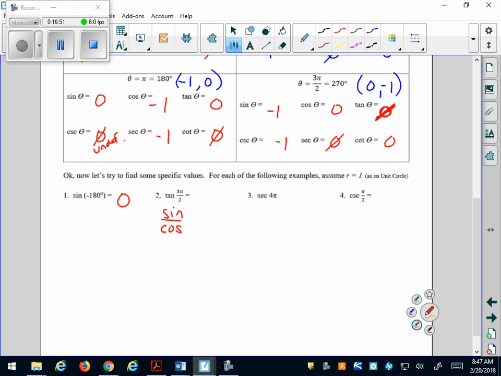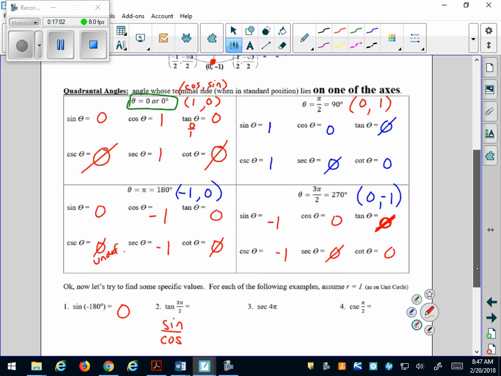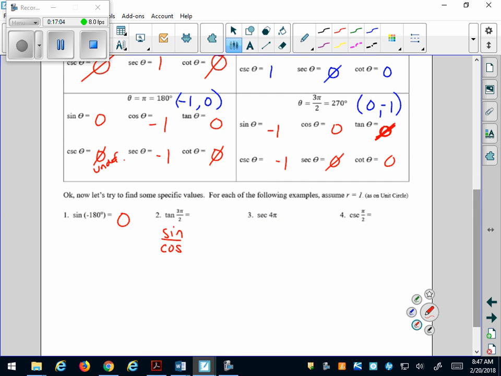Right? Now, tangent, we said, is sine over cosine. So if you're talking about 3 pi over 2, 3 pi over 2 is at this spot on the unit circle, right? So that's over 0 down 1. You're talking about sine over cosine, this becomes undefined, right? Because the cosine is 0.